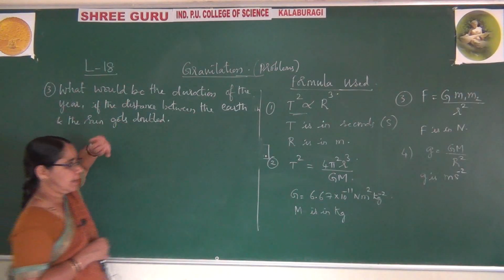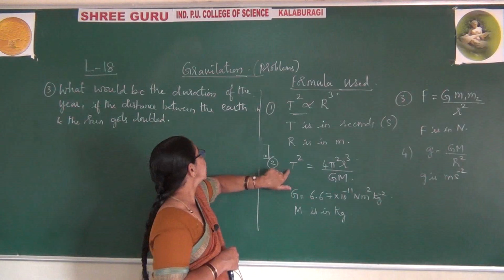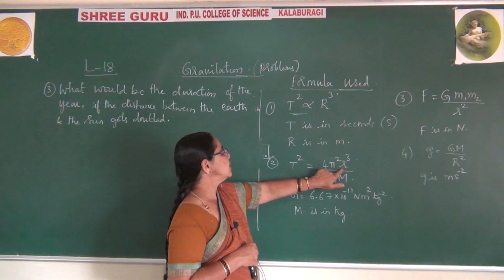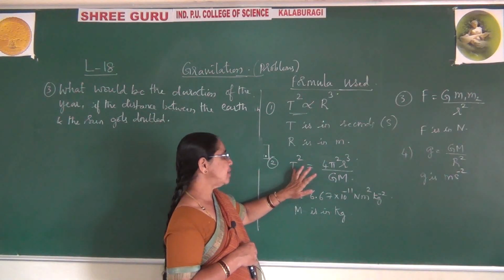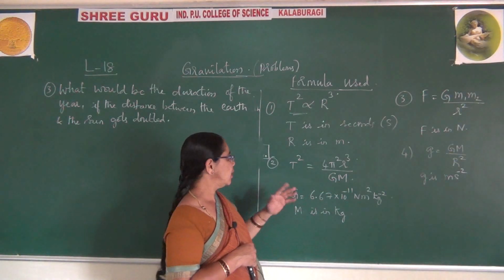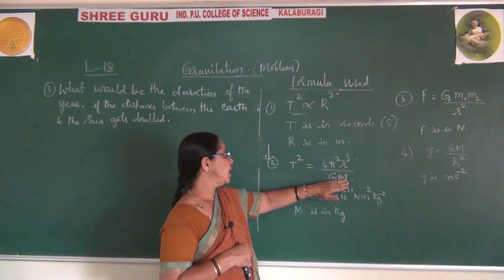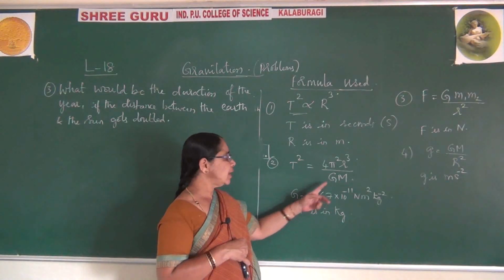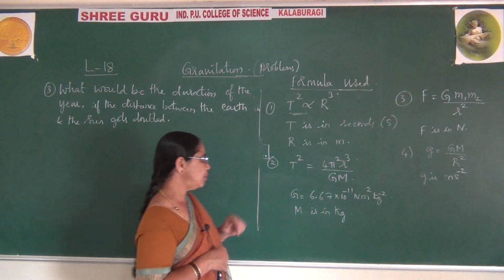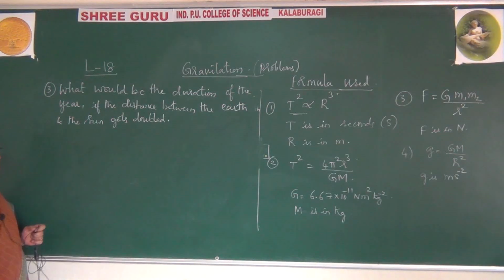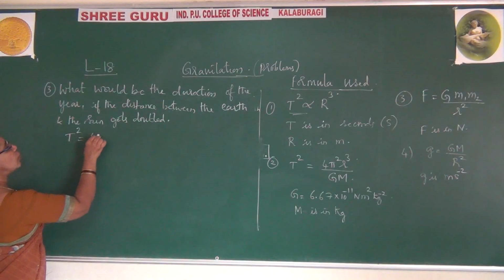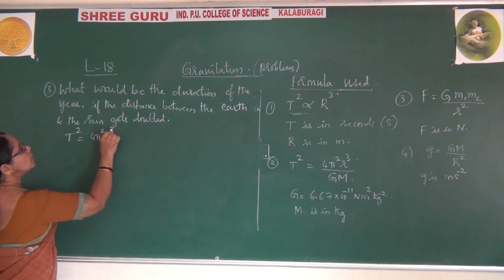Duration means time period. They are asking about the distance, so you are ready to use this formula because time is given, and G and M of that particular planet will be constant. They have not given any values, so you need not worry, you can keep it as it is. The only variables are T and R here. Let me write the first condition. Let us use the formula T square is equal to 4 pi square R cube divided by GM.